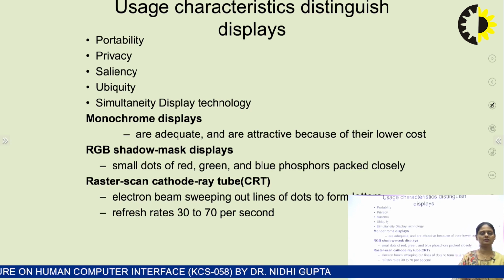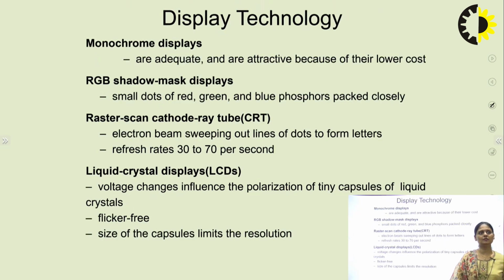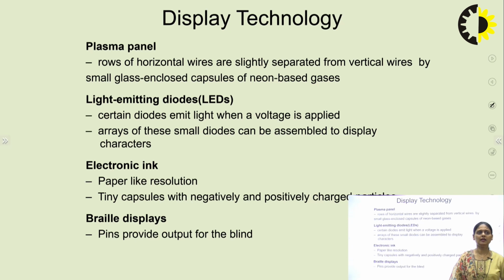These characteristics matter when we opt for any display, and we know that displays are of various kinds, such as CRT screens. We used to see monochrome displays earlier. RGB shadow mask displays we used. Similarly, we use LCD screens. We used to use LCD screens on our home TV. Plasma panel displays, LED displays, electronic ink, and braille displays, all these kinds of displays have been available in the market for decades.